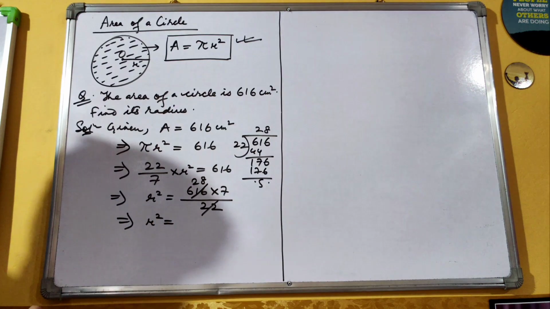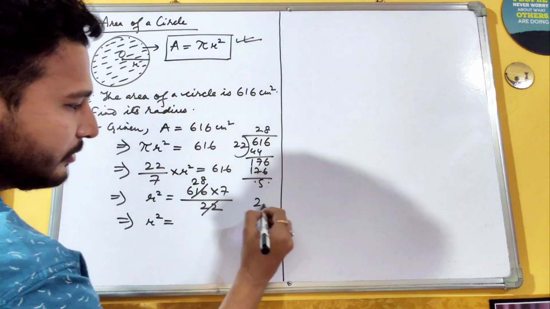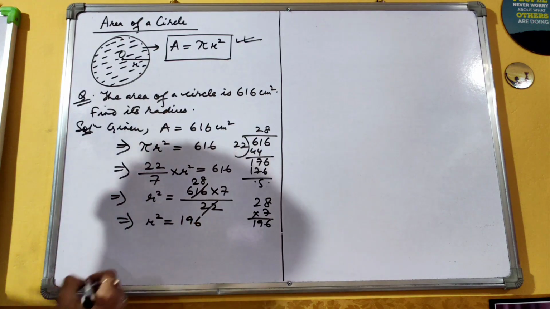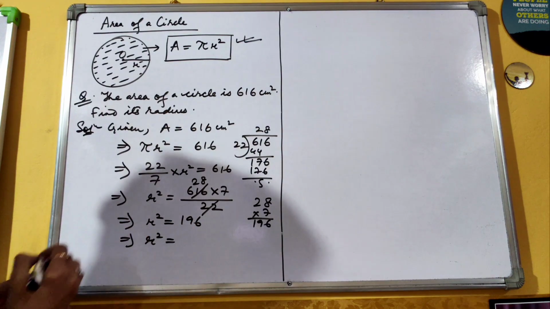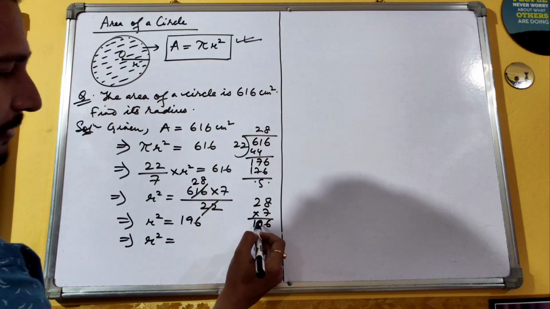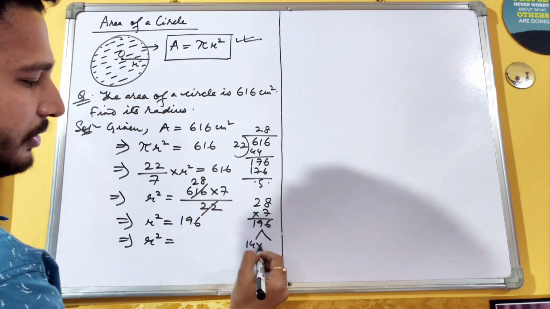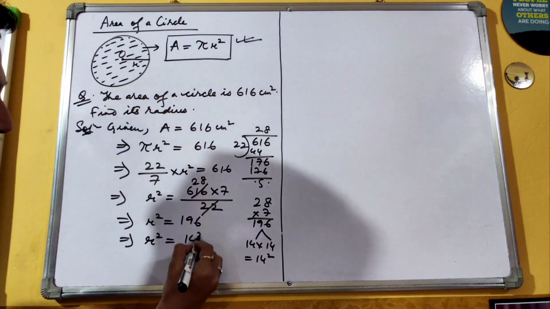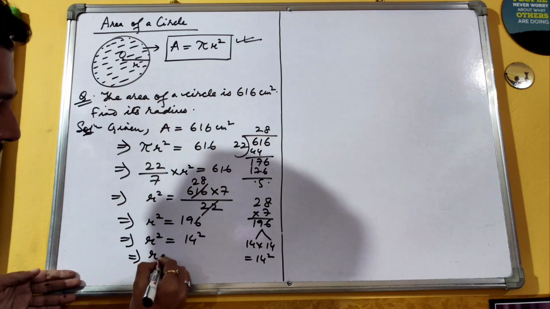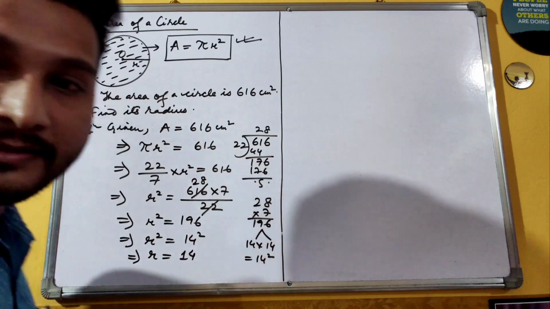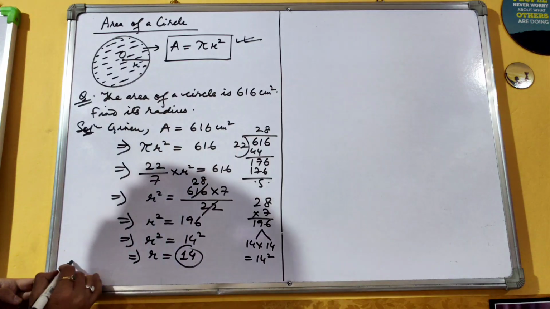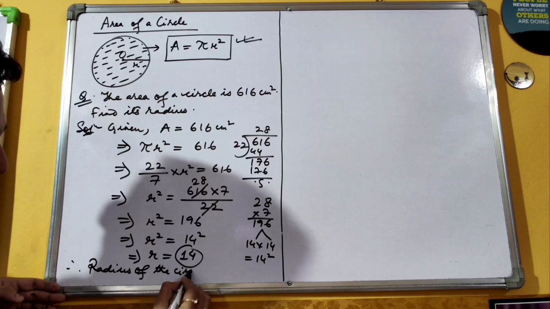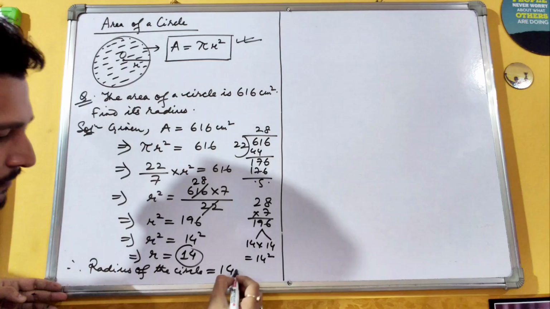r square will give you 28 into 7. 28 into 7 will give you 196. So how to find the root of 196? If you prime factorize this, you'll get 14 into 14, which is 14 square. So r is nothing but 14. So that's the radius. Therefore, radius of the circle is equal to 14 centimeter.